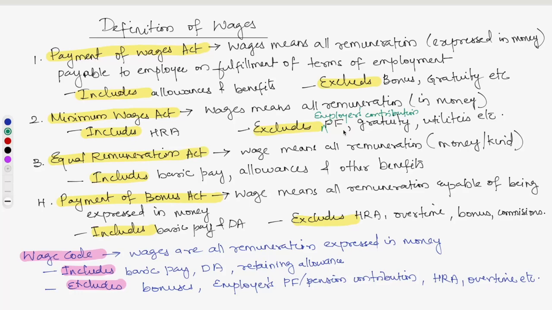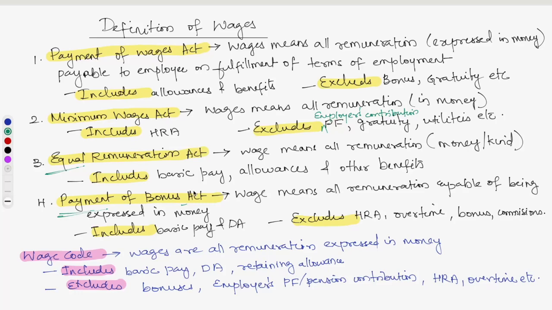Coming to the Payment of Bonus Act, here wage means all remuneration, including basic pay and dearness allowance, capable of being expressed in money, but it excludes allowances like HRA or overtime, bonus, and commission. As per the Equal Remuneration Act, wage means all remuneration, whether it is in money or kind, payable to an employee if the terms of employment are fulfilled. So it includes everything: basic pay, allowances, other benefits, all sorts of things.